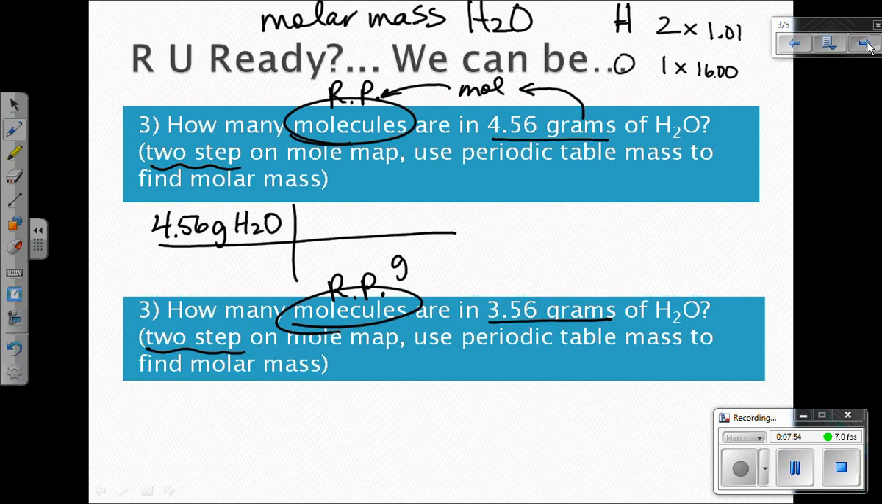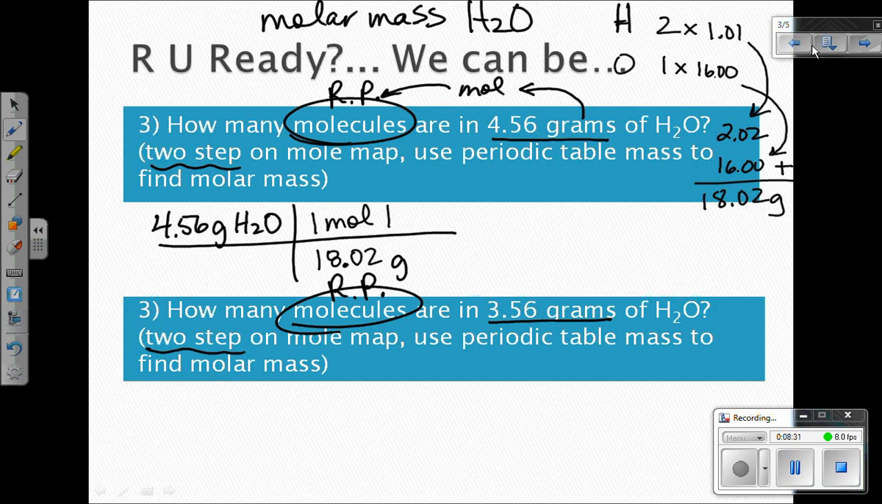16.00. So we end up with that value would be 2.02, and this value would be 16. So those two values now get added together, and that is 18.02 grams for every mole. That is known as the molar mass. So we're going to use the molar mass, which is 18.02 here on the bottom, because that molar mass is always what 1 mole of H2O is.